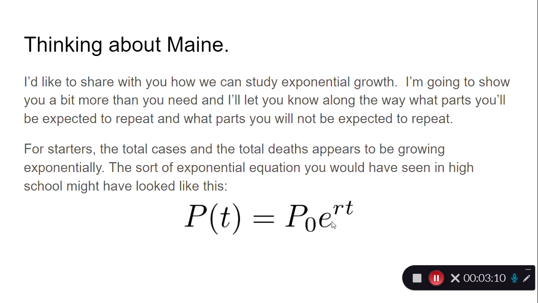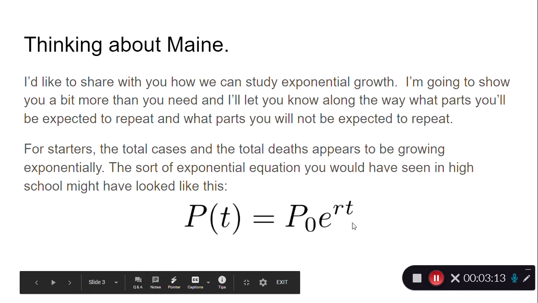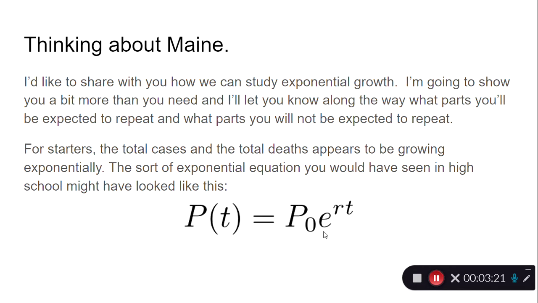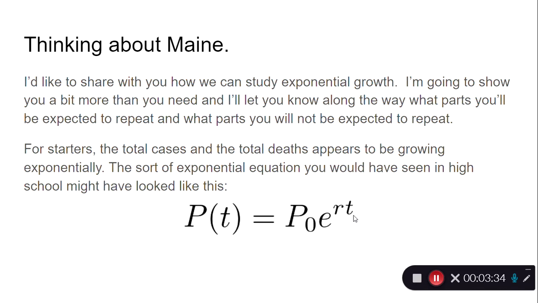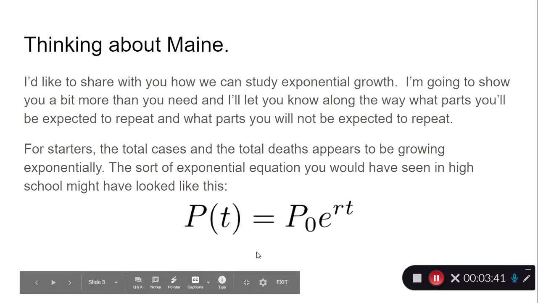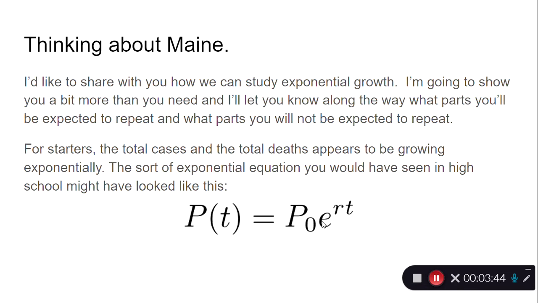The sort of exponential equation you would have seen in an algebra class has this funny little e, which is like 2.718 whatever, or 2.728, I don't remember. It's some long decimal. It's like pi. It's an irrational number. It's a transcendental number. You have some initial amount, maybe a population. T is your variable. It's time, 1, 2, 3, 4, 5. And then R is some number that controls how quickly your population grows. So this is the sort of thing you see in a pre-calculus class or algebra class.